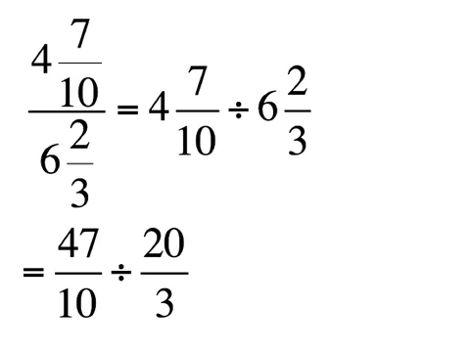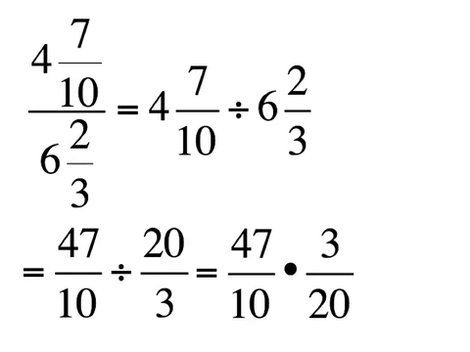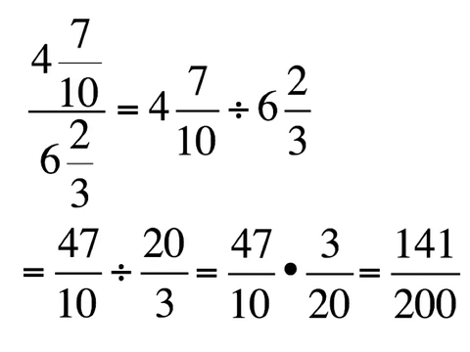We change the mixed numbers to improper fractions, as shown, and then we change the division to multiply by the reciprocal. Look for common factors, and once again, there are none. So we end up with 141 over 200, which is a fraction in lowest terms. So that's our answer to the division problem, 4 7/10 divided by 6 2/3.